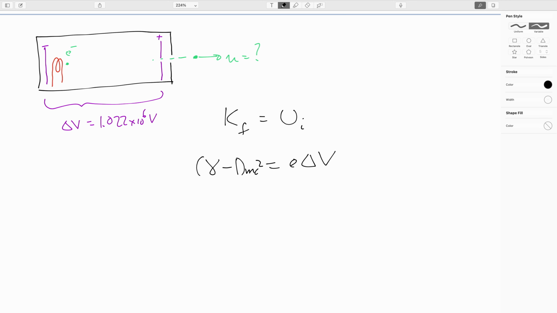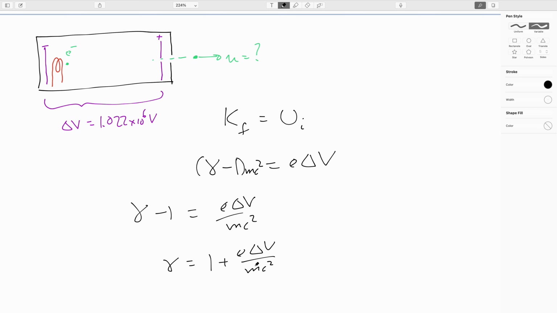Now, gamma contains our u within it. So the steps here are just like before, your knee-jerk instinct is to calculate beta and then calculate gamma. Here we're going to calculate gamma to get beta and then say, oh, our final speed is beta times the speed of light. So let's go ahead and do that. We'll first just solve this for gamma. Dividing through by mc squared, we get gamma minus 1 equals e delta V over mc squared, or gamma is equal to 1 plus e delta V over mc squared.